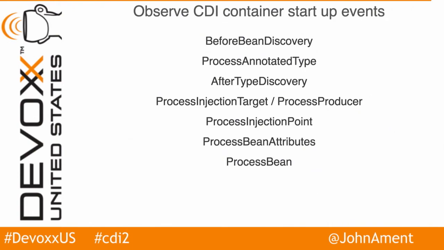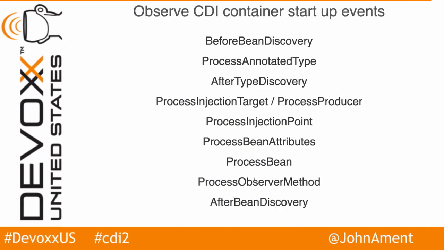You'll see this actually get fired in a circle between after bean discovery and process bean. After bean discovery allows you to add more beans at runtime. Every time you do that, it's actually going to go all the way back to process bean and refire that event for you. So this can end up in some weird endless loop where you're just constantly cycling through process bean and after bean discovery.